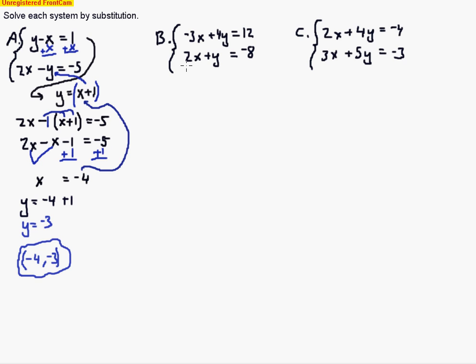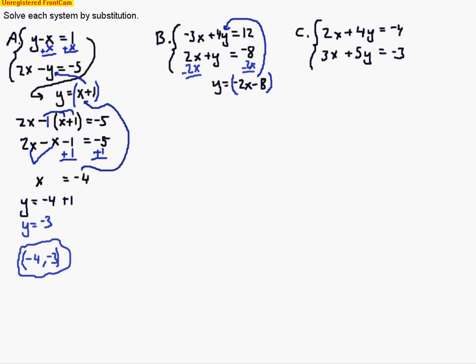So we can do that by moving this 2x to the other side. So now y is by itself. So I'm left with y equals negative 2x minus 8. So from that point, we can go ahead and isolate or solve for x by substituting this negative 2x minus 8 into y in the other equation.